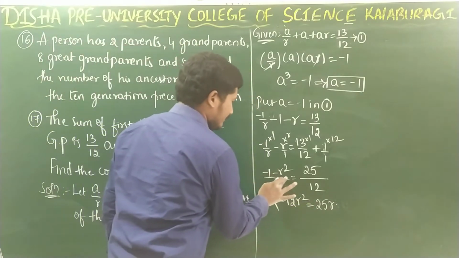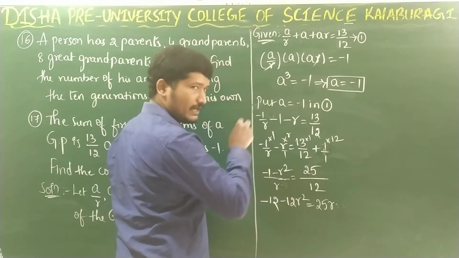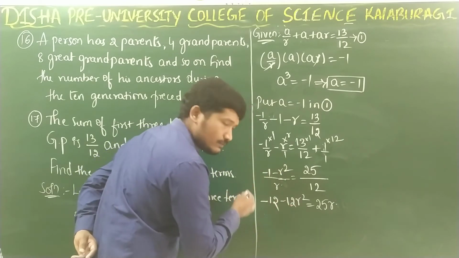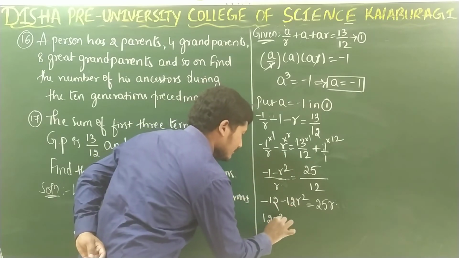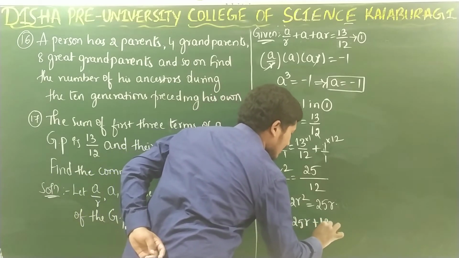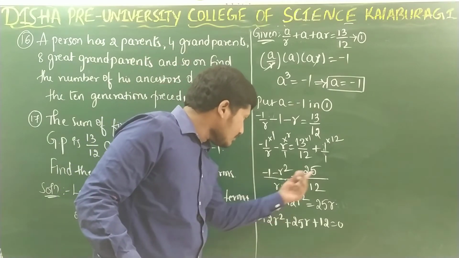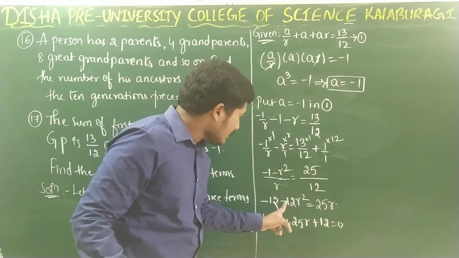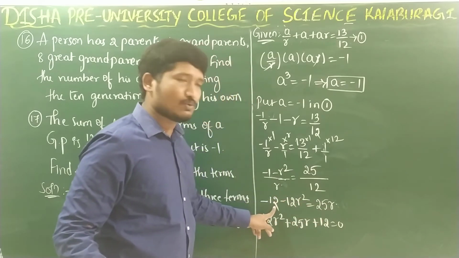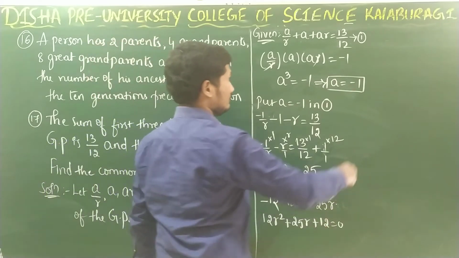Now let us transfer these two terms to the RHS. So what will I get? See, these two will become positive. So 12r square plus 25r plus 12 is equal to 0. That is, when you transfer these two terms to the RHS, it will be 0 is equal to 12r square plus 25r plus 12. So I can write like this also.